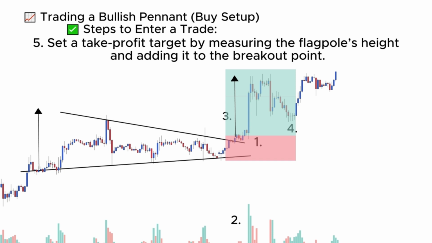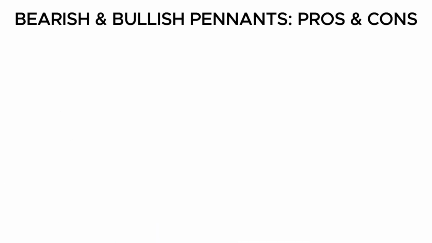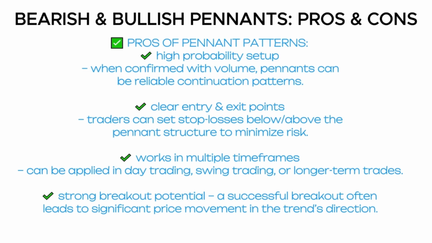Trading a bearish pennant sell setup is the same as a bullish pennant, just in reverse. Bearish and bullish pennants, pros and cons. High probability setup: when confirmed with volume, pennants can be reliable continuation patterns. Clear entry and exit points: traders can set stop losses below or above the pennant structure to minimize risk.